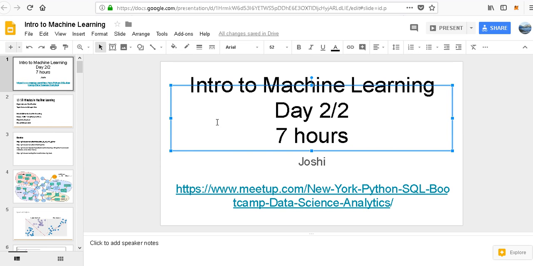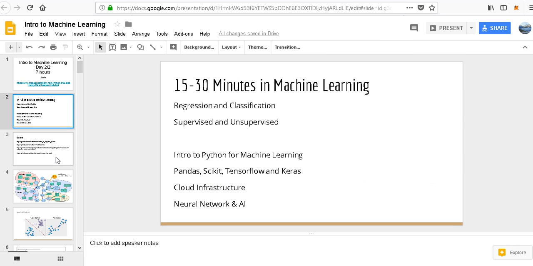So on day 2, I talk about machine learning algorithms, and most of the time goes into understanding terms like regression versus classification, supervised versus unsupervised, different libraries and different algorithms that we use for machine learning.